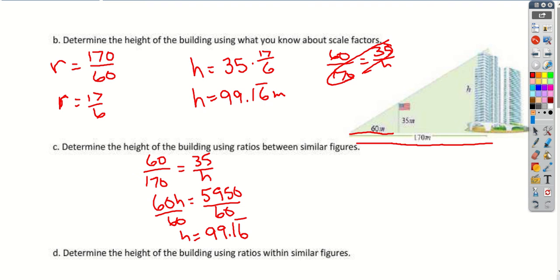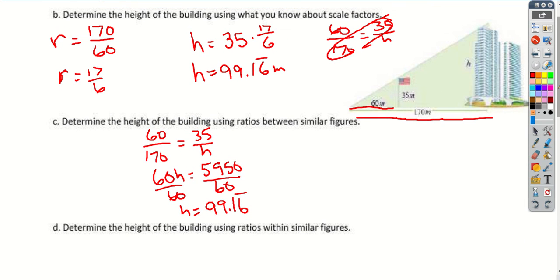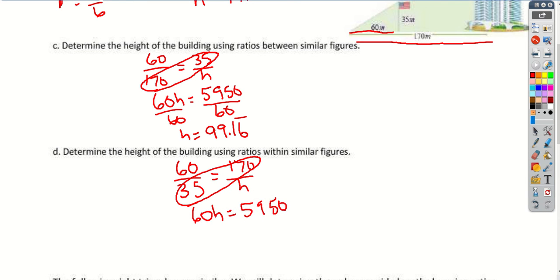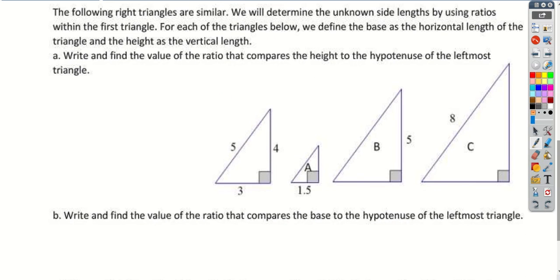And if we want to use ratios within similar figures, then we're going to stay within the same triangle. So here, from the smaller triangle, we could say 60 over 35, and then in the bigger triangle, we would say 170 over h. If you're noticing, we're still cross-multiplying the same numbers together. So 60h is going to equal 5950, and dividing by 60, we get h is equal to that 99.16 repeating number. So that's the key here, okay? We can either use scale factors, ratios between the two figures, or ratios within similar figures.